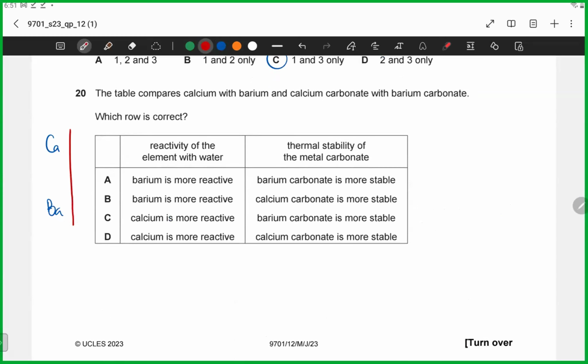Reactivity क्या होती है नीचे की तरफ? Decrease, I think. It increases, ठीक है, barium is more reactive. Increases.